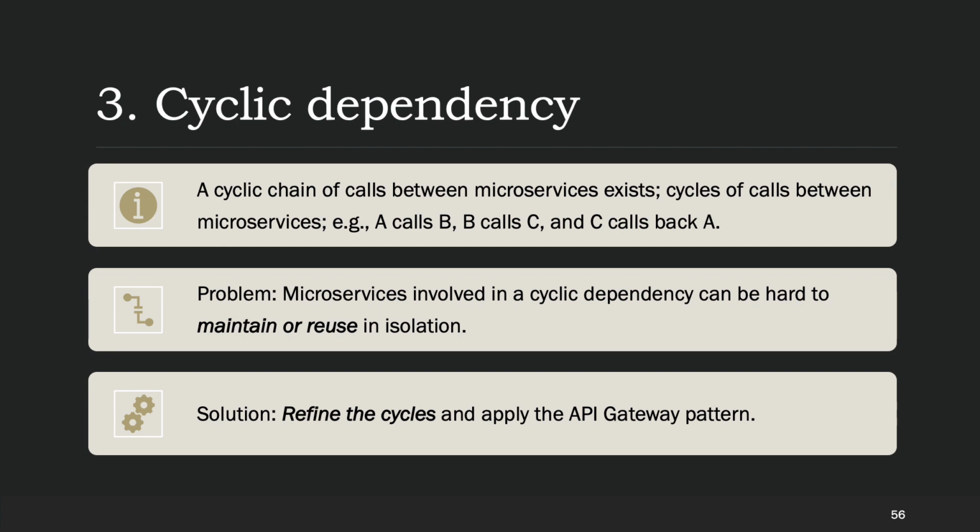A common solution is to try to avoid having cycles altogether if possible, or in the worst case, refine the cycles according to their shape and apply an API gateway pattern which exposes the calls in an explicit format to maintain.